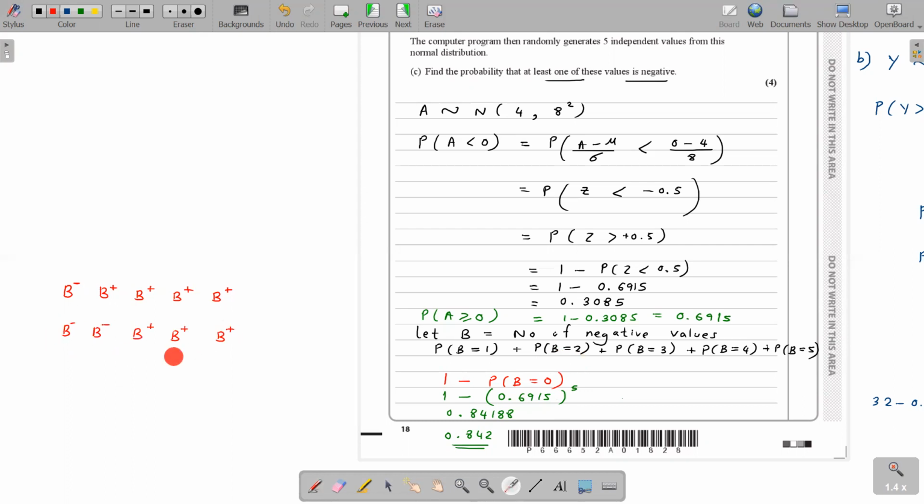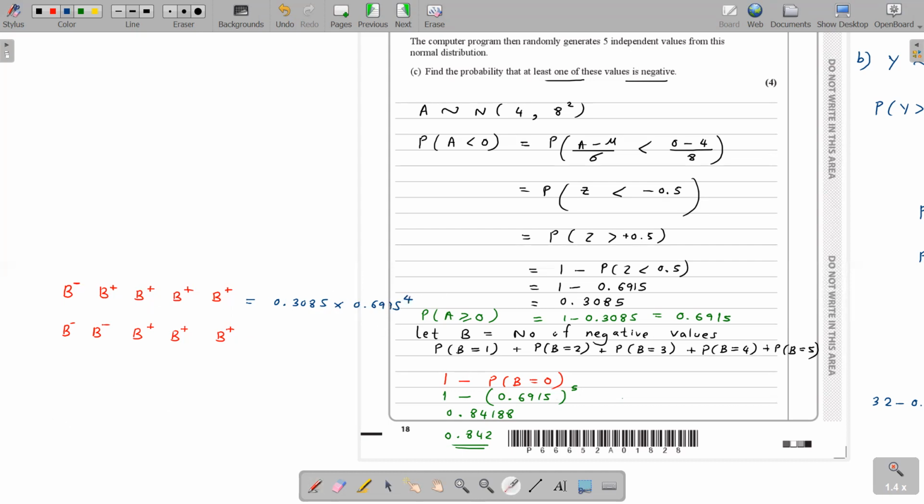And then in here also, this is one part. These 2 negatives I can arrange. I have to try all the possible arrangements, and then I have to find the probability of one single path and multiply. Now, for example, what's the probability of this path? The probability of one negative number is 0.3085 times what's the probability of a positive number? 0.6915. And since there are 4 positive numbers, it's to the power 4.